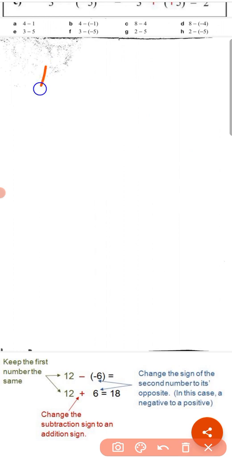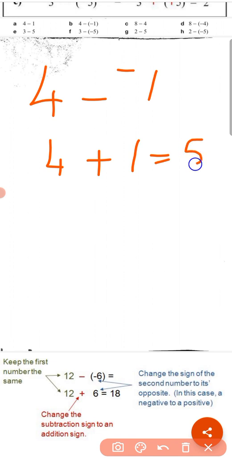Okay. Next is 4 minus negative 1. 4 plus positive 1. So our answer is 5.